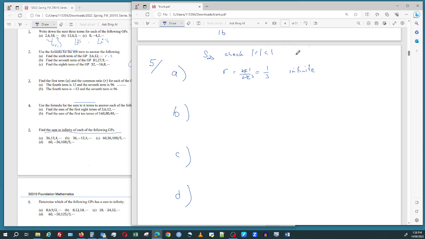Actually, I'll put that as a heading. Infinite sum exists. Okay, so the infinite sum exists. And for this one, yes. Alright, for this one here, take a number and divide it by the predecessor. 4 divided by minus 12.